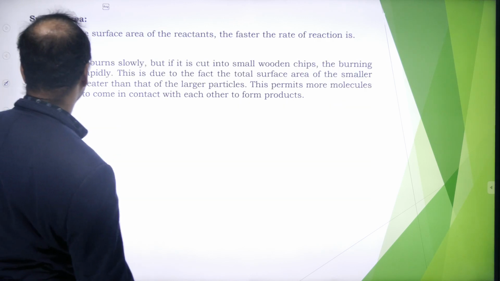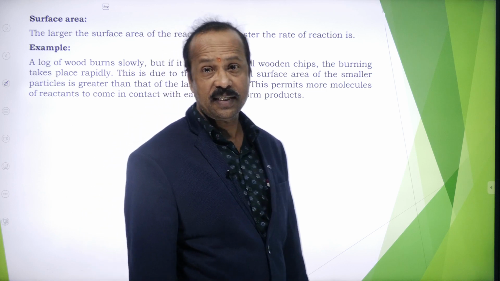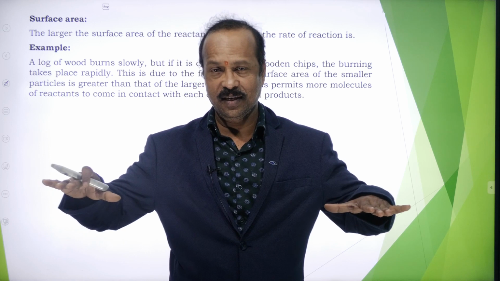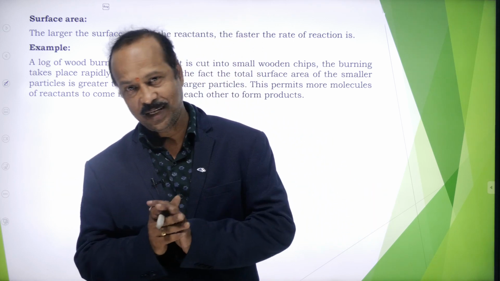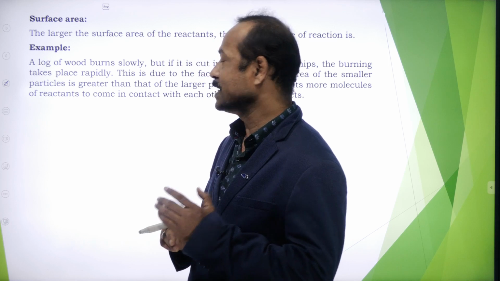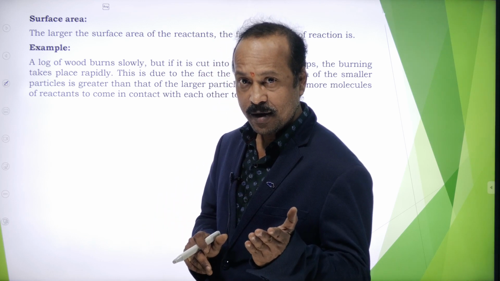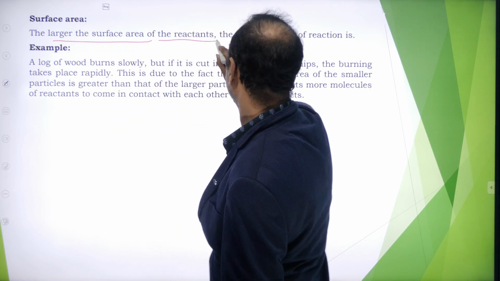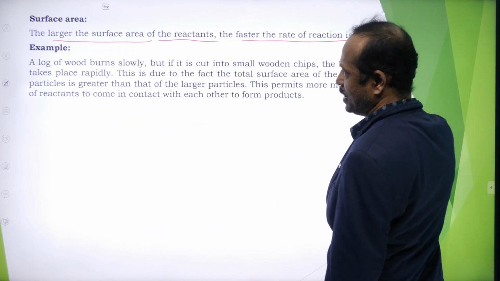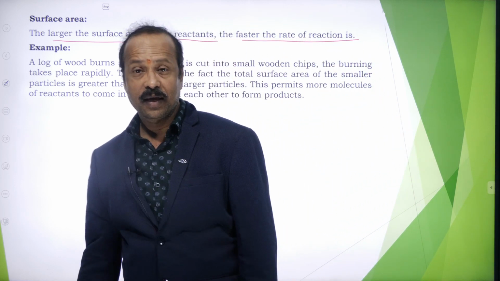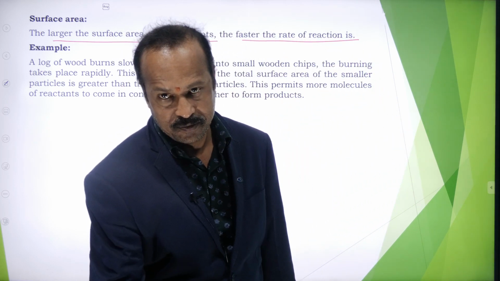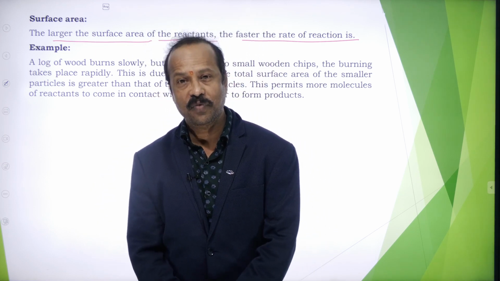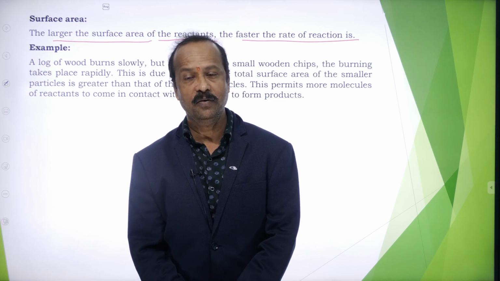The last and final one is surface area. As the surface area increases, the rate of reaction also increases. Surface area is directly proportional to the rate of reaction. The larger the surface area of the reactants, the faster the reaction occurs. So students, these are the factors that affect the rate of reaction.